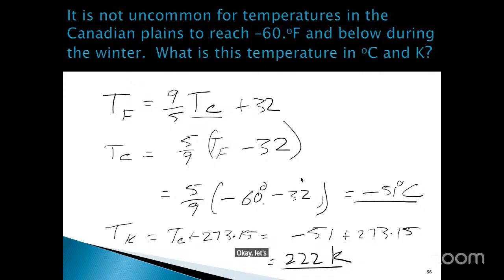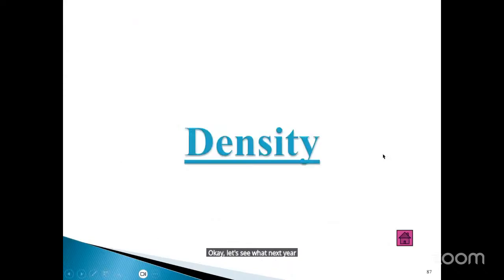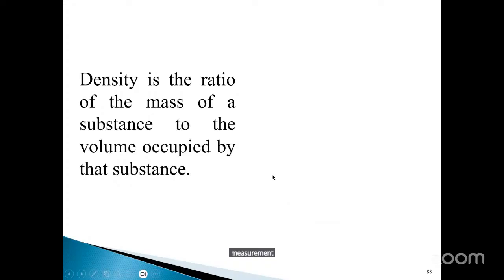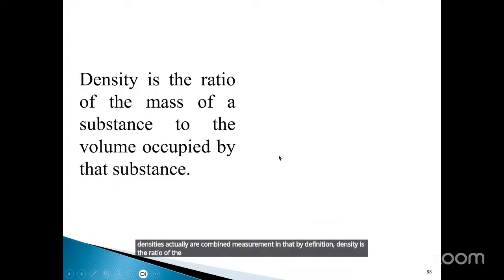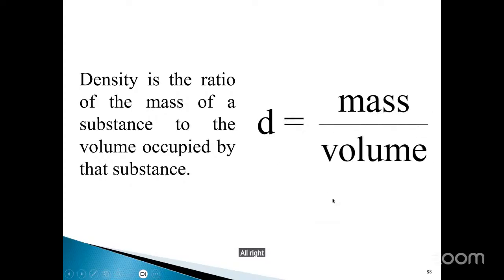Okay, let's see what's next here. Okay, and then the last topic we're going to talk about here is density. Density is actually a combined measurement in that, by definition, density is the ratio of the mass of a substance to the volume. All right? So we can use this formula here to calculate the density. Density is equal to mass over volume.